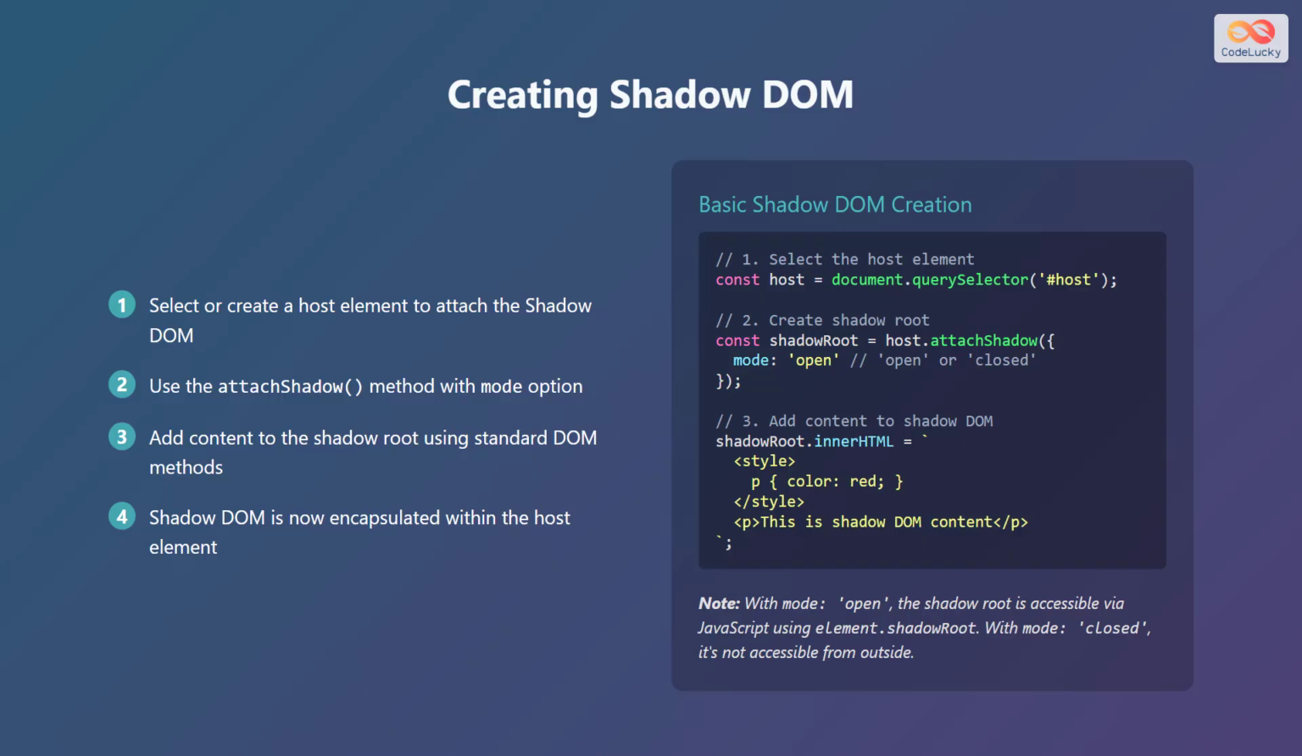Let's discuss how to create a shadow document object model. The first step, select or create a host element to attach the shadow document object model. The second step, use the attach shadow method with the mode option. The third step, add content to the shadow root using standard document object model methods. Fourth step, shadow document object model is now encapsulated within the host element. The code snippet shows basic shadow document object model creation. With mode open, the shadow root is accessible via JavaScript using element.shadowRoot. With mode closed, it's not accessible from outside.